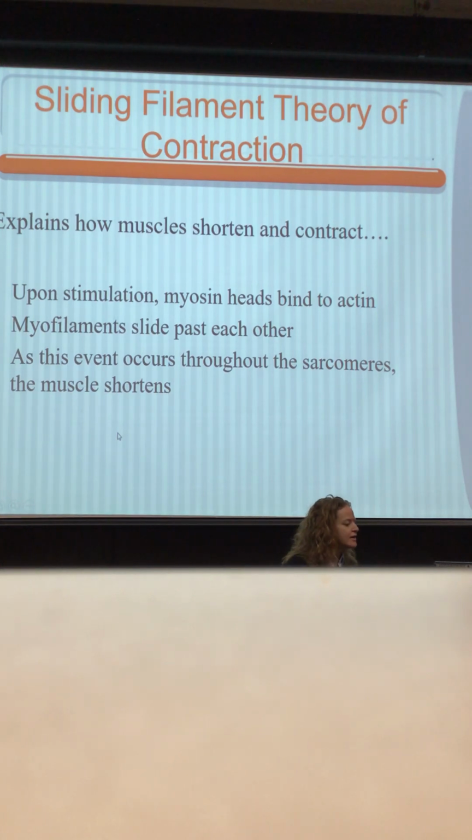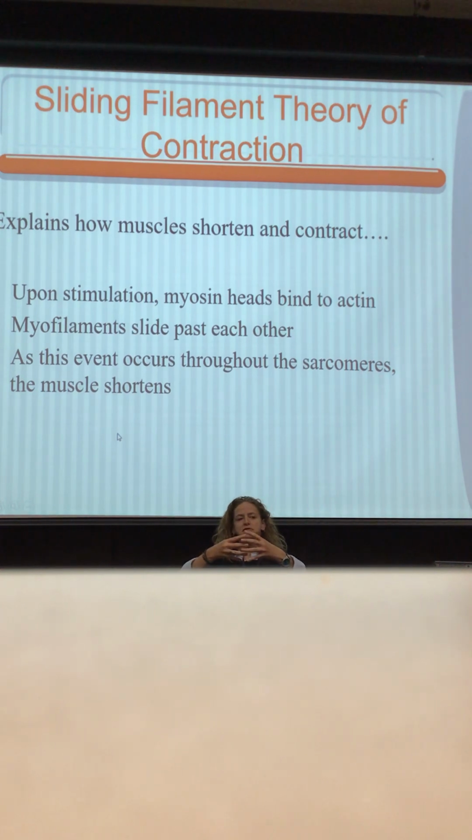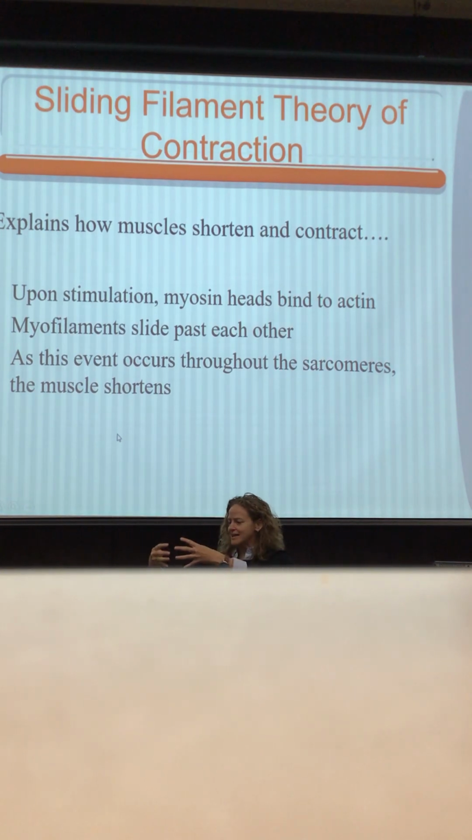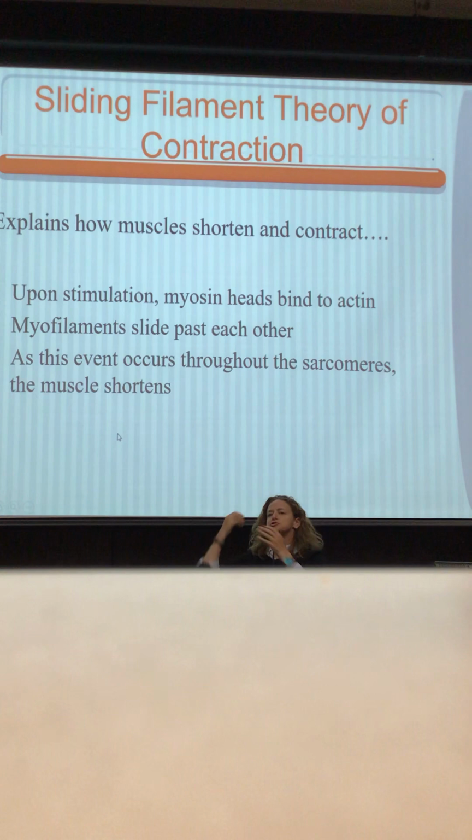The overall idea of how a skeletal muscle, and cardiac for that matter, contracts is the sliding filament theory. These myofilaments, actin and myosin, slide past each other. If all the sarcomeres slide together, then the overall muscle shortens. And because our skeletal muscles attach to bone, when this shortens, what happens? It pulls up on a bone and it creates movement. Okay.